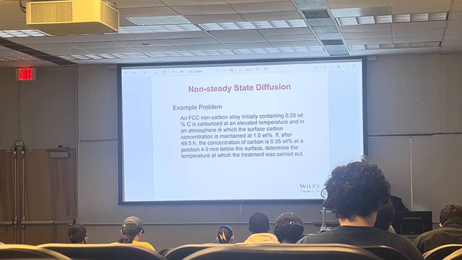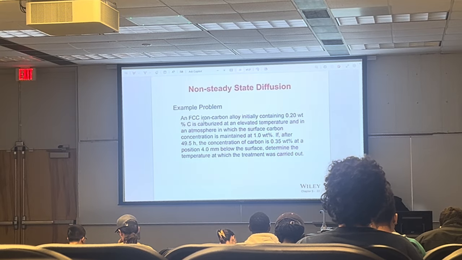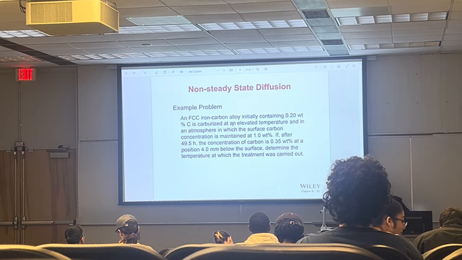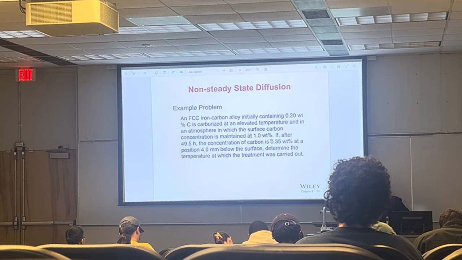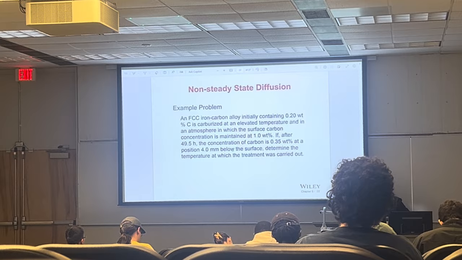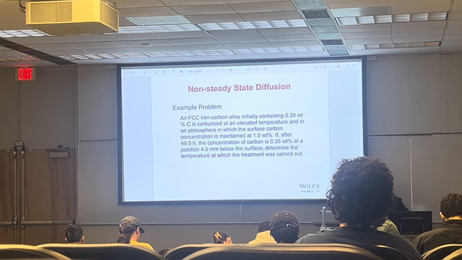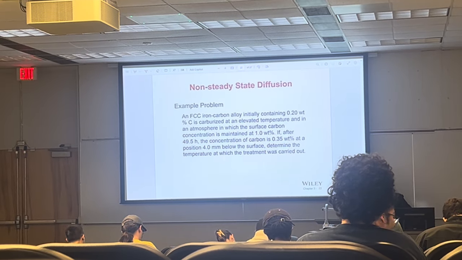Okay, an FCC iron-carbon alloy, initially containing 0.28% carbon, is carburized at high temperature and atmosphere, where the surface carbon concentration is maintained at 1 weight percent. After 49.5 hours, the concentration of carbon is 0.35 weight percent at 4 millimeters below the surface. The question is to find the temperature at which this treatment was carried out.